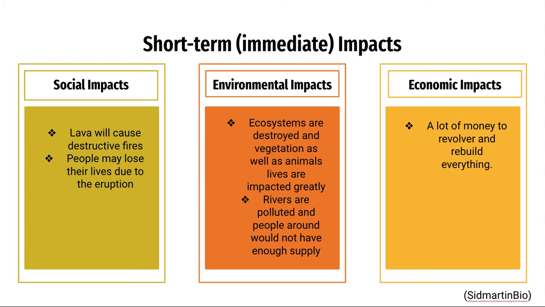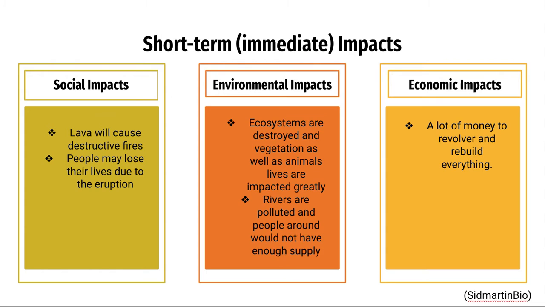Some of the short-term impacts include the social impacts, such as lava will cause destructive fires which will burn down houses, and people may lose their lives during this eruption. Some of the environmental impacts include ecosystems are destroyed and vegetation as well as animal lives are impacted greatly. Rivers are polluted and people around would not be able to continue due to this.